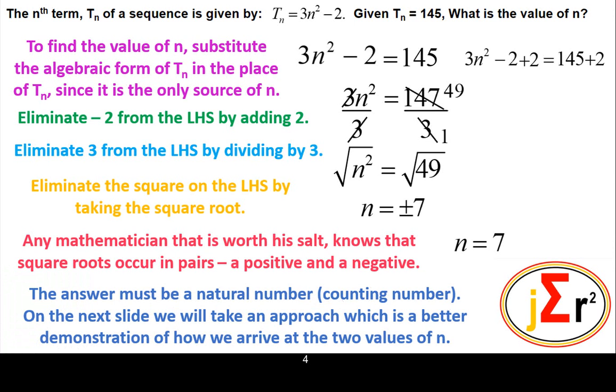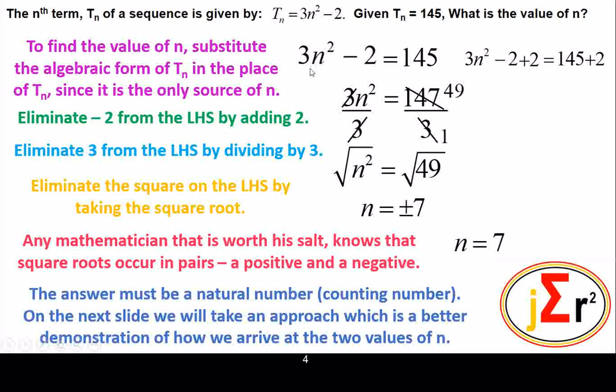On the next slide, we will take an approach which is a better demonstration of how we arrive at the two values of n. So we are going to take another look at the problem. In that scope, we will take a look at another method that will give us the values of positive 7 and negative 7 irrefutably.